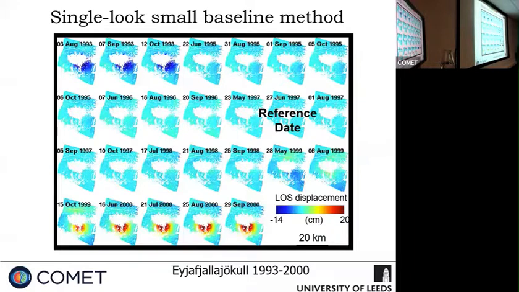Anyone know why this inflation is negative? This one's positive. Any guesses? Relative to the reference date. Yeah, so the reference date's in the middle here. So everything before inflation is negative, everything after inflation is positive. So what we often do is put the reference date at the start. So essentially subtract this value from all the other interferograms, and then you get a nice sort of linear time series.